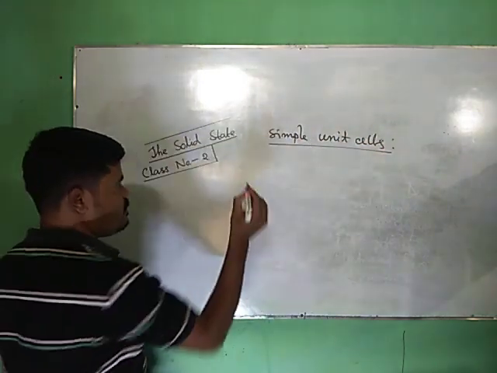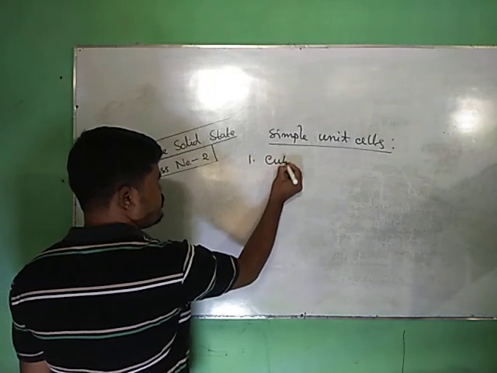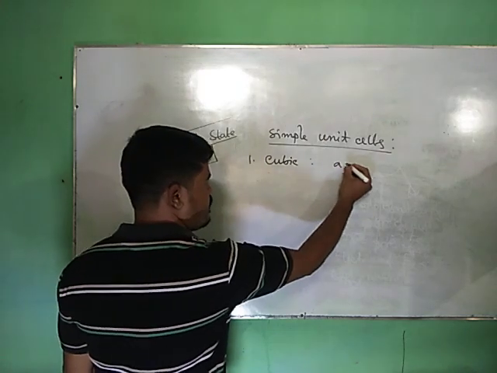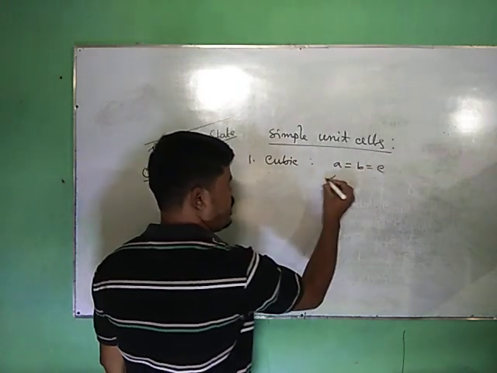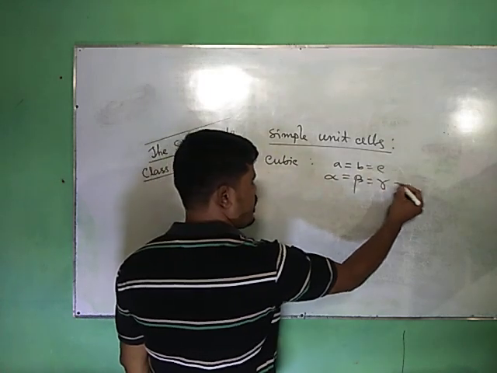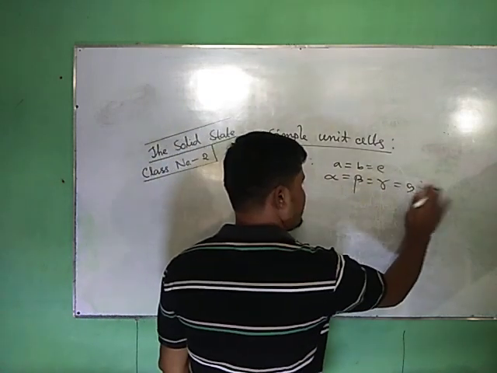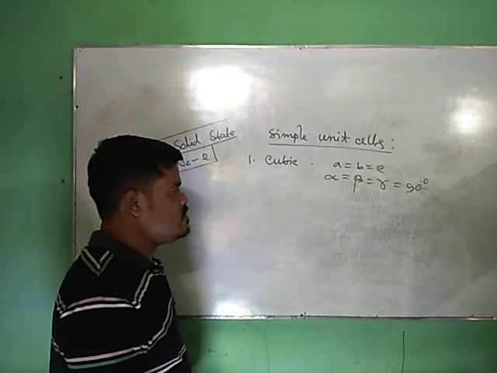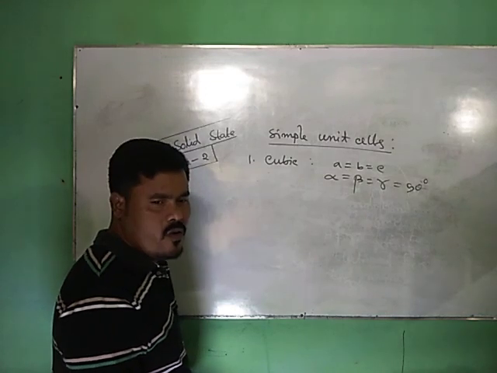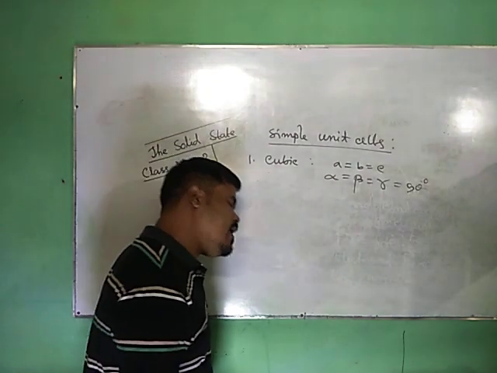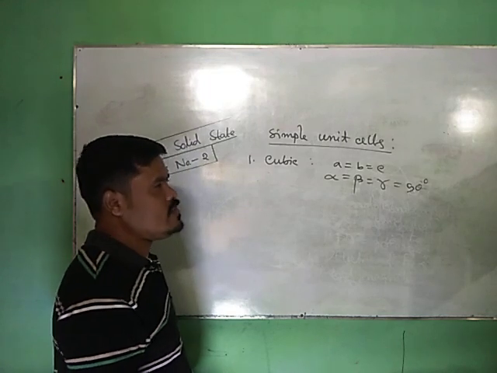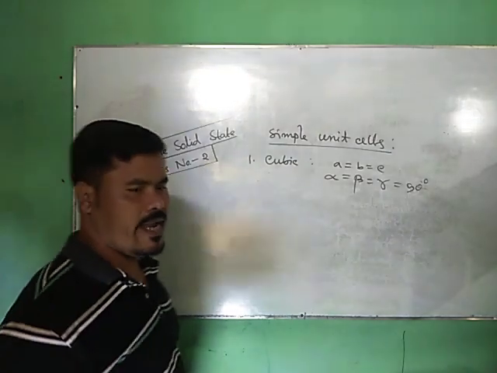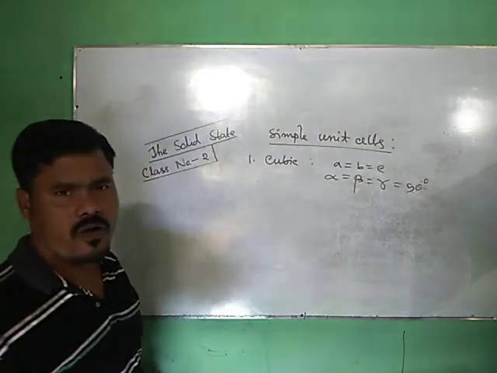Number 1, all of you know, cubic. Cubic unit cell, what happens? What is called cubic? a = b = c, when alpha = beta = gamma = 90 degrees, then this shape is called cubic. So for a cubic unit cell, all the sides are equal, all the axial angles are equal, and equal to 90 degrees. So using these six parameters, we can identify whether it is a cubic unit cell or not.